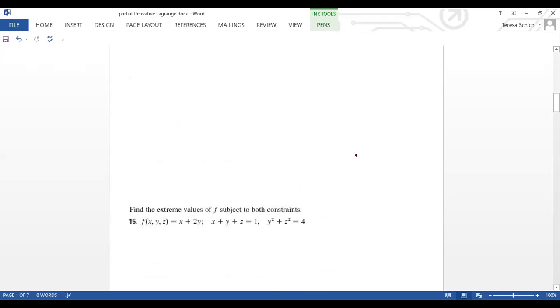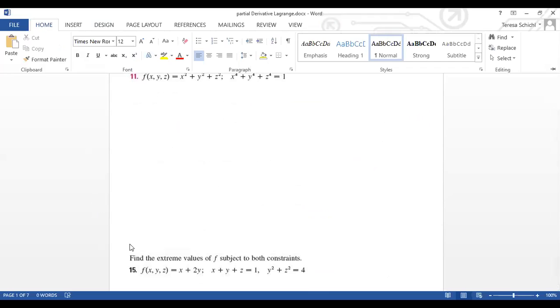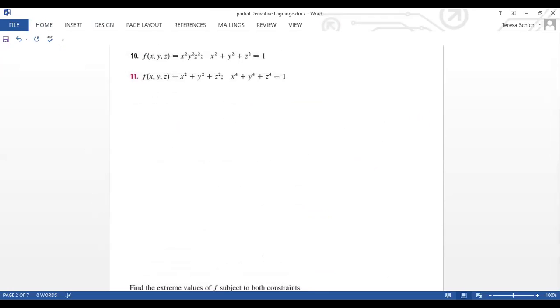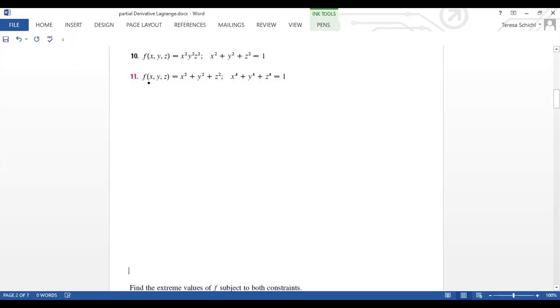For number 11, this one has some special way to solve it. I think I need to give more space here maybe. The reason why I choose number 11 is because it has some special methods to solve this type of problem. Okay, so let's start. Let's take a look at del f here. Del f is 2x, 2y, 2z, right?